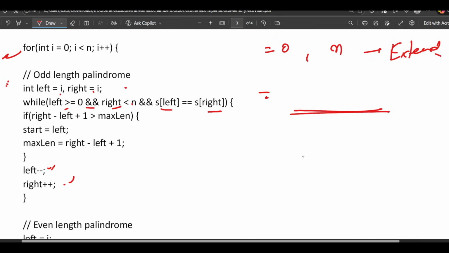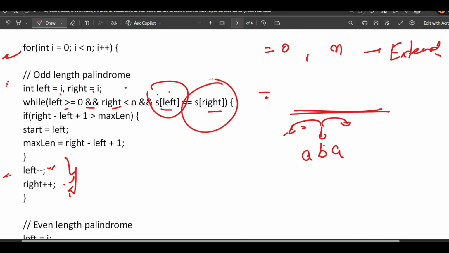Suppose this is a b a. This center we have already fixed. For the first comparison it will be checking b with b, so definitely it is true. After that we will be doing left minus minus, so left will go here, and right plus plus, so right will go here. For each character we will be checking this way, moving outward. If they are equal, then we will be updating the length, and if it is greater than max length, we will be updating the max length.